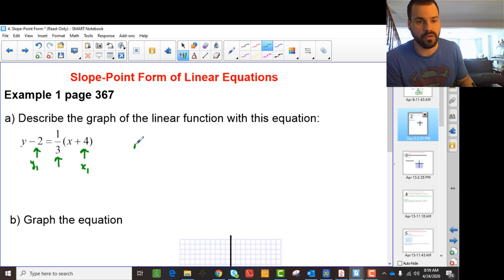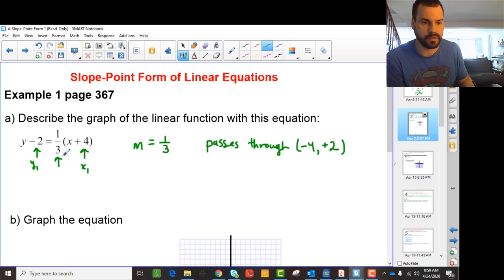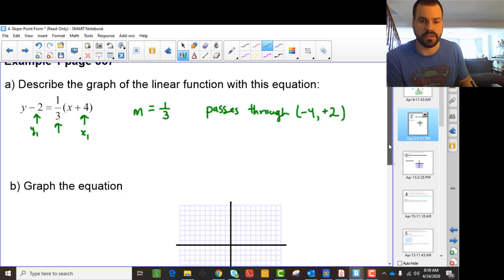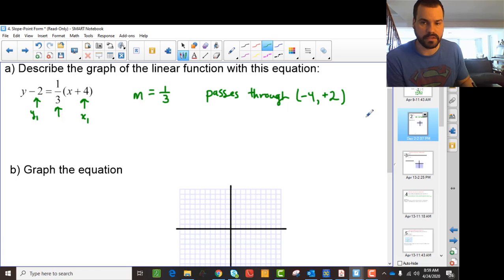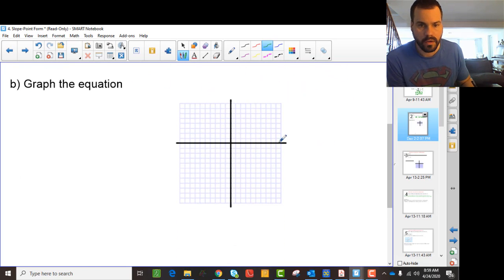So what we can do is say the slope of that graph is 1/3, and it passes through the point -4 and +2. So we switch these signs, all right? And then it says to graph the equation. So all I'm going to do is I'm going to go to this point, -4 and 2. So that's 1, 2, 3, 4. There's -4. And then 1, 2. There's 2. Okay. So I'm going to plot the point.